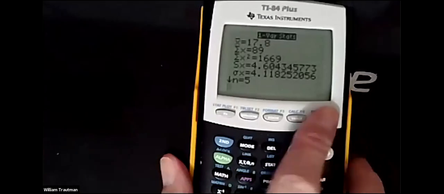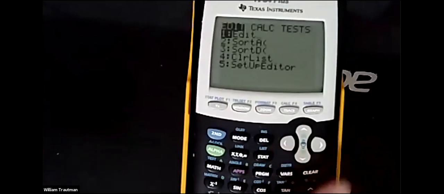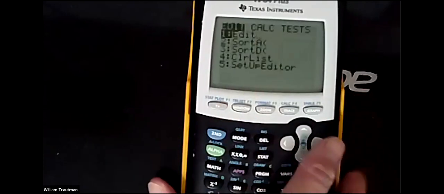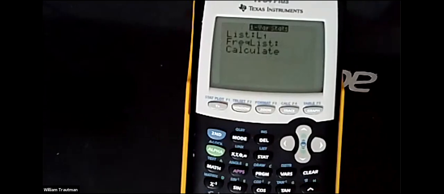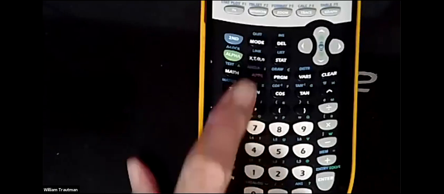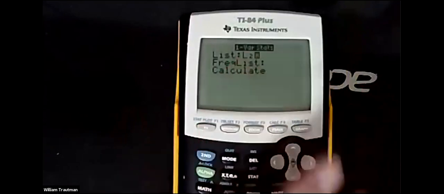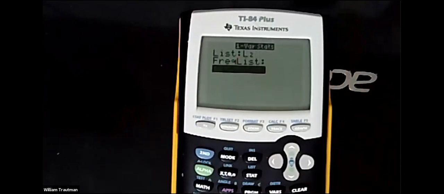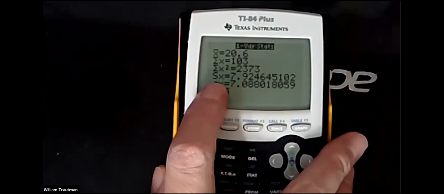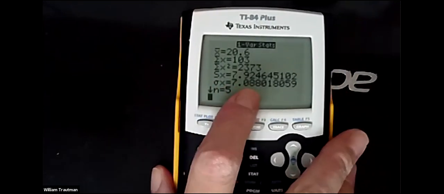So if I clear all my stuff, go to stat, just to show you L2, I put that data in there. Then I'm going to go to stat, calculate, one var stats, and I'm going to put L2 in there. Remember to put L2. L2 is right there. And it puts L2 up there for us, saying that's the one we want to do, L2. And 7.08. The population standard deviation is 7.08.